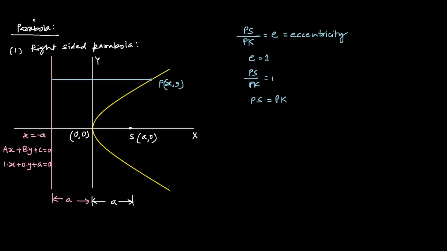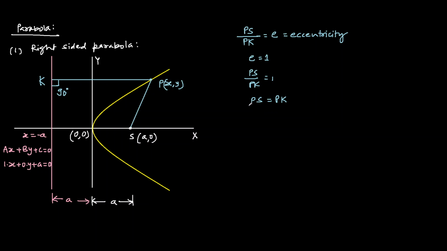For perpendicular distance, this angle is 90 degrees. If we find the distance of any point from a straight line, we always find the perpendicular distance. So this distance is PS and this distance is PK. For a parabola, PS is equal to PK.